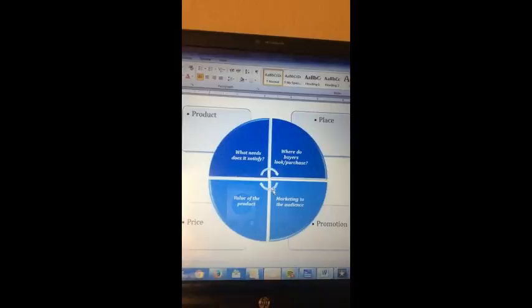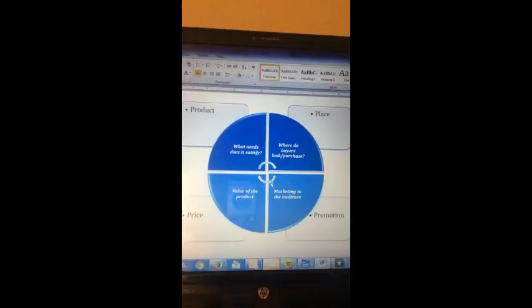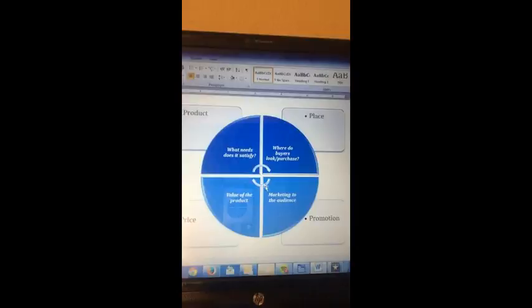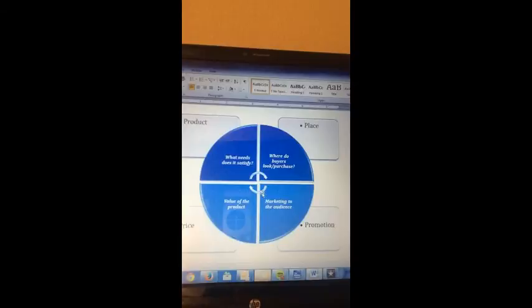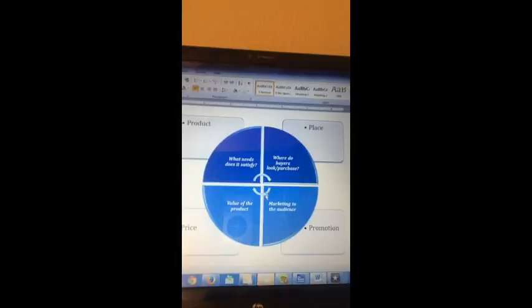For the marketing mix, you have the product. Remember, the product is simply this. What needs does it satisfy? And for the place, where do buyers look or purchase this product? And then for price, what value does the product have? And then for promotion, how are you going to market to your audience? There are several avenues for marketing, and what is the best marketing channel that will work to reach your audience? So that's the 4 P's of marketing.